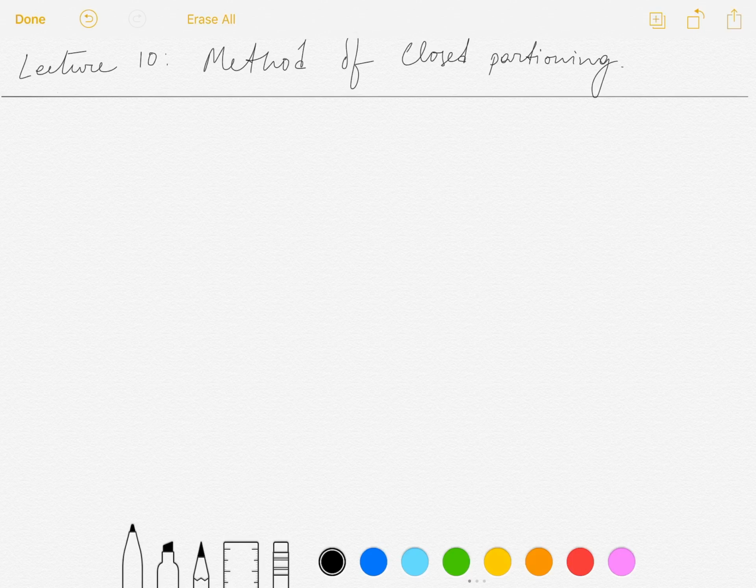Hello, in the last lecture I showed how to reduce the number of states of a DFA using the mark and reduce procedure. Mark and reduce procedure is basically used in case of a transition diagram. Now, if a transition table is given to you, how to reduce that machine, that we will show you in this lecture, and that procedure is called method of closed partitioning. In this procedure, they try to find out the different partitions.